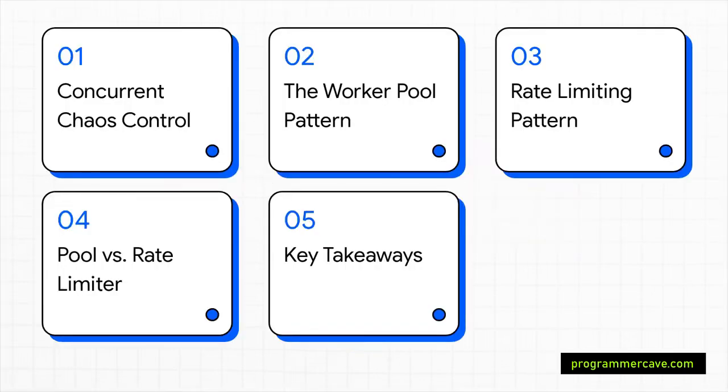Here's how we're going to break it down. First, we'll talk about what this concurrent chaos really is. Then, we'll look at our first solution, the worker pool. After that, we'll check out rate limiting. We'll put them head-to-head to see when you'd use which. And finally, we'll wrap up with the absolute key takeaways you need to remember.